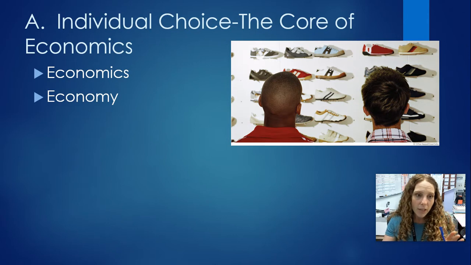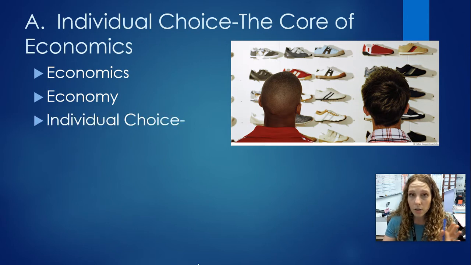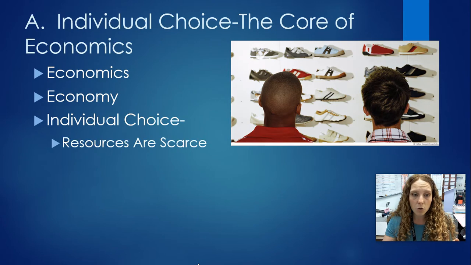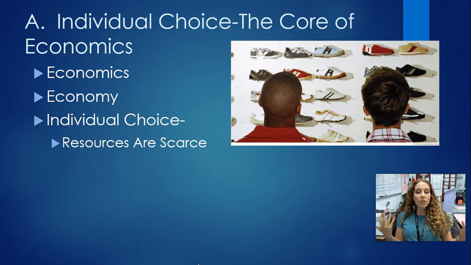Now, we keep talking about the word choices. So we want to talk a little bit about individual choice and some of the guiding principles that economists operate under when it comes to the study of individual choice. Some of these are just basic underlying assumptions that we have to start realizing in order to think like economists. One is that resources are scarce. Everything is scarce. Things might be abundant, but there's only a limited supply.